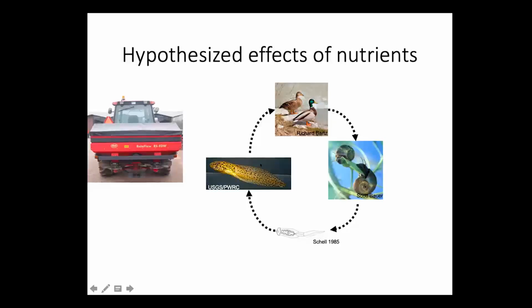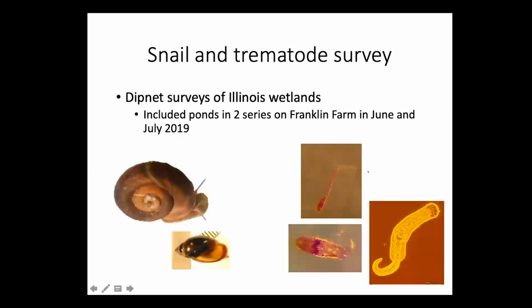And we expect that there are potential effects of nutrients on this system through multiple different mechanisms. Probably the one that's been best studied is potential effects on the snail host, where more nutrients leads to more algal productivity, that leads to more snail productivity, and also potentially more infection in the snail host.